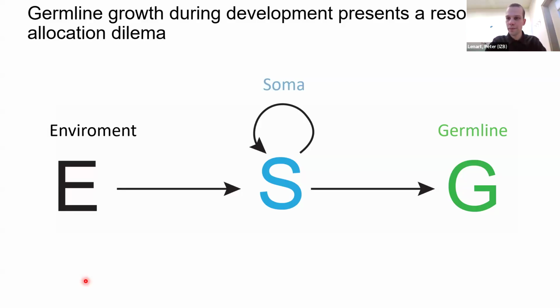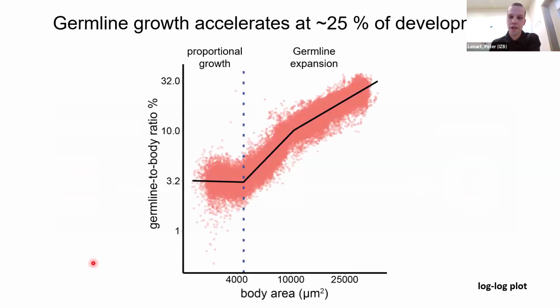C. elegans actually do. What I observe is that germline growth is multiphasic with two main phases. The first one takes around 25% of the development, and during this phase, germline and body growth are proportional. So germline to body proportions don't increase. But after this phase, germline growth rapidly accelerates, and germline to body proportions start to increase dramatically.